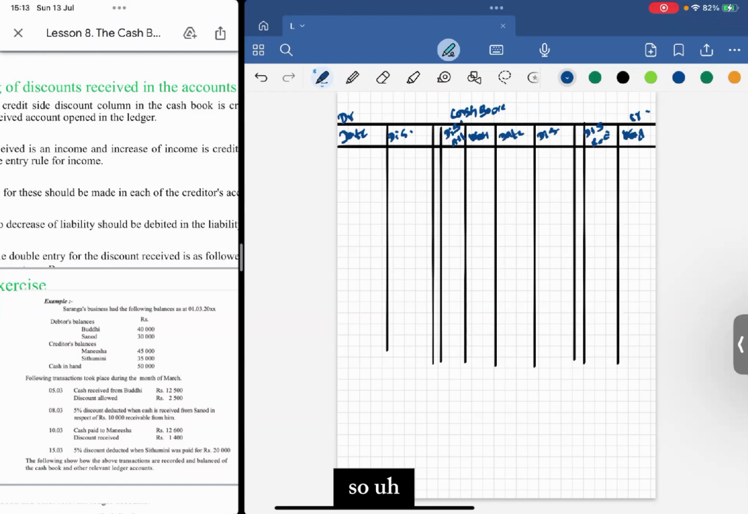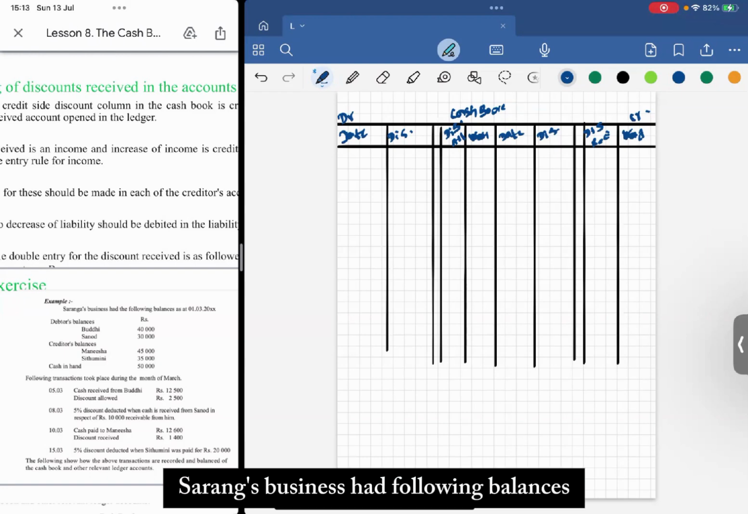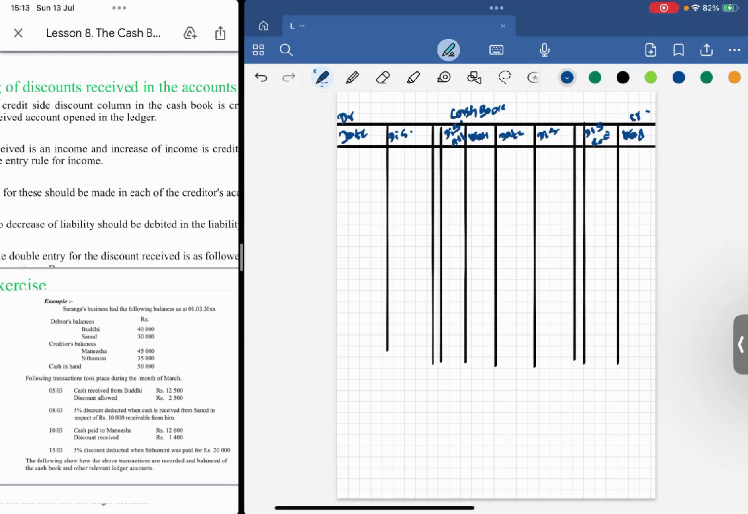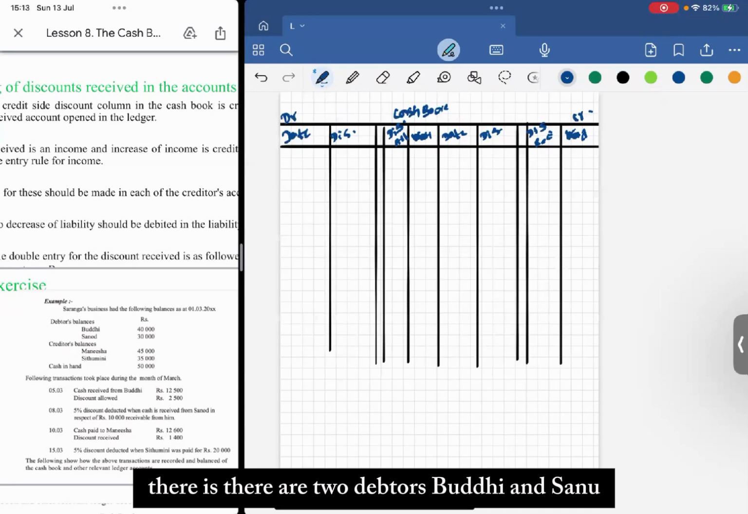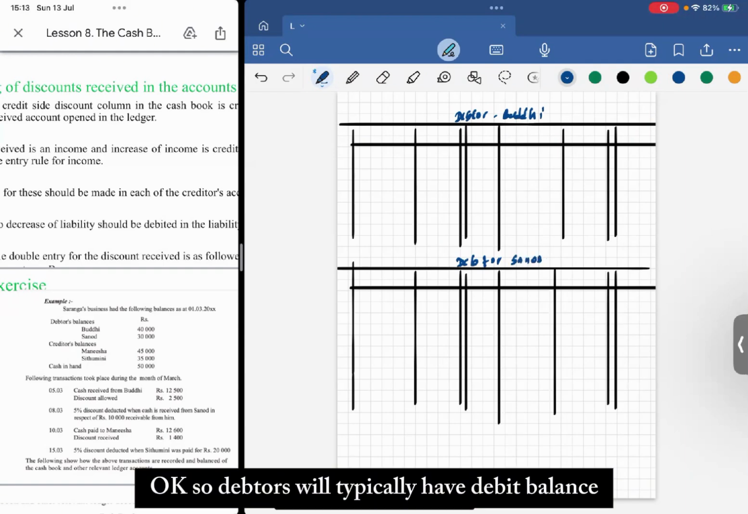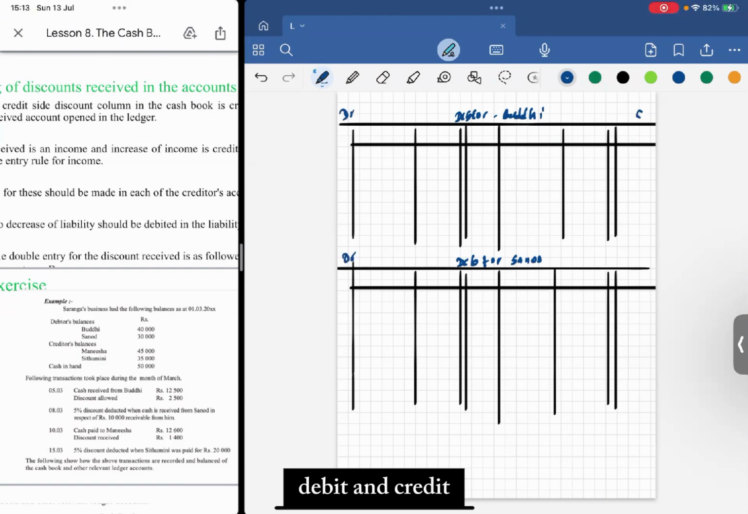Okay, so Saranga's business had the following balances as at 1st March 2025. There are two debtors, Buddhi and Sanod. Debtors will typically have a debit balance.